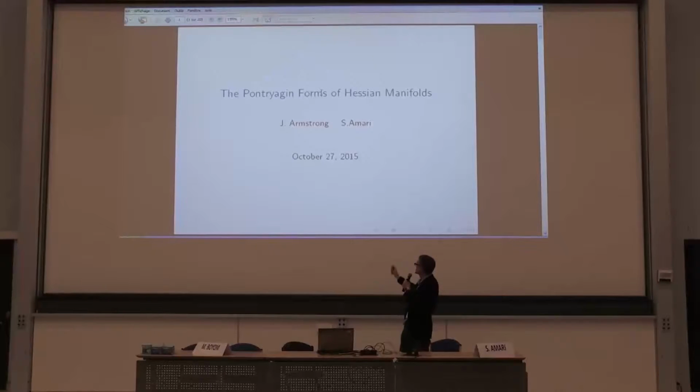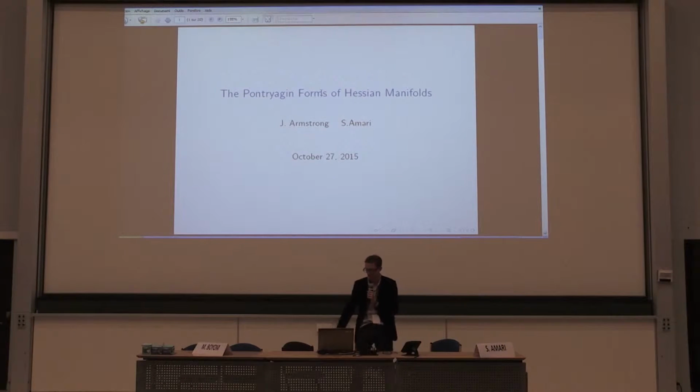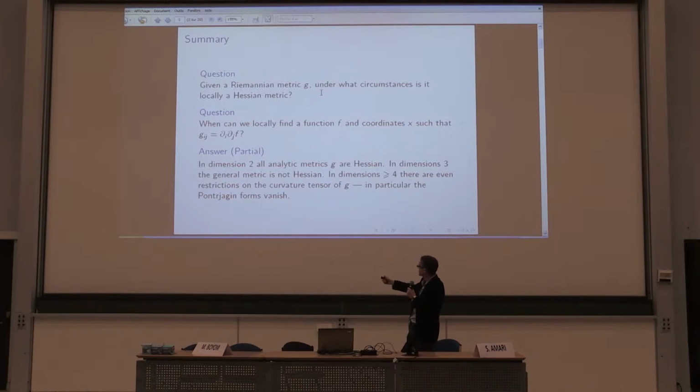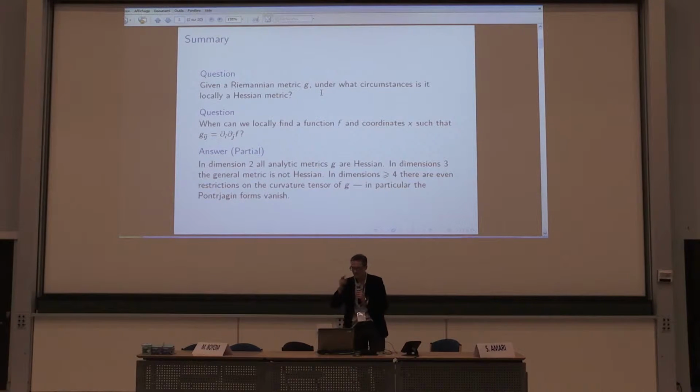Yeah, so I was saying it's based on a question that Amari asked at GSI 2013, which is: given a Riemannian metric, can you tell whether or not that's a Hessian metric? And in particular, are all Riemannian metrics Hessian metrics? So asking the question in technical detail, it's just under what circumstances can we find a function f and a set of coordinates x such that the metric tensor is equal to the derivatives of f, the Hessian of f?